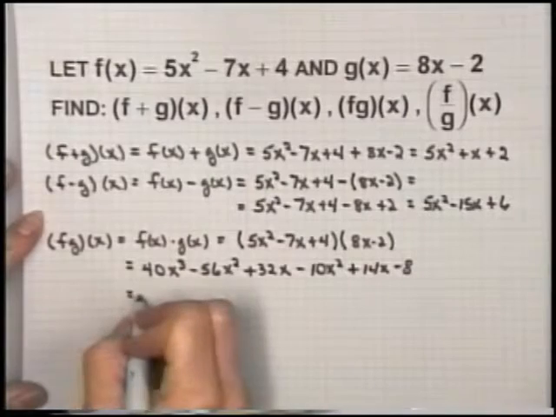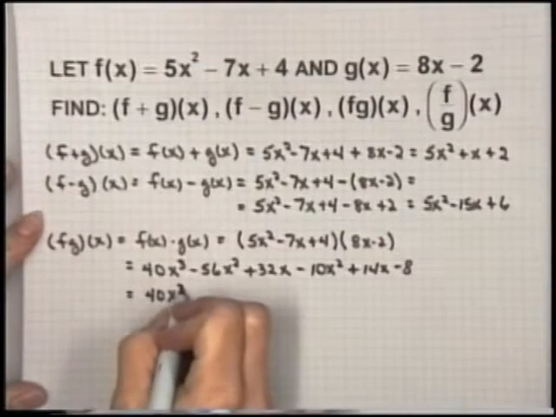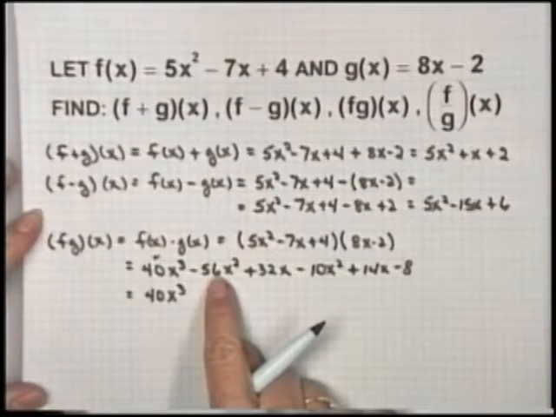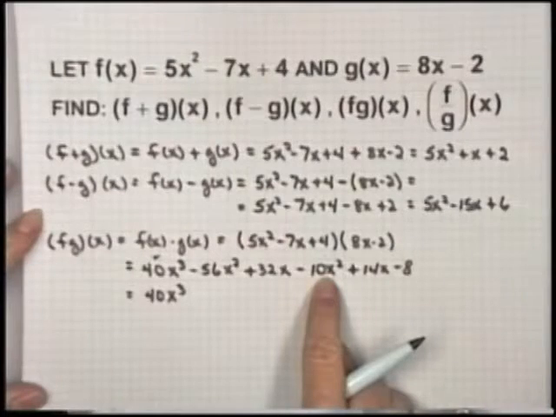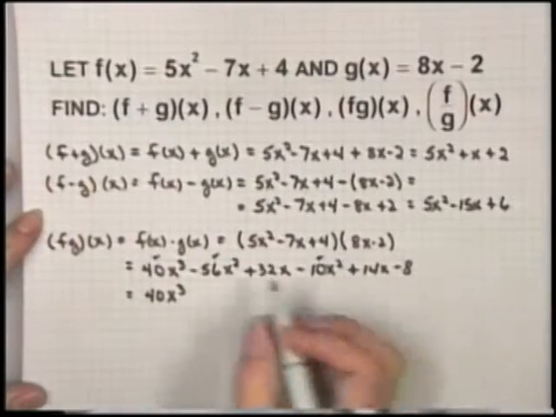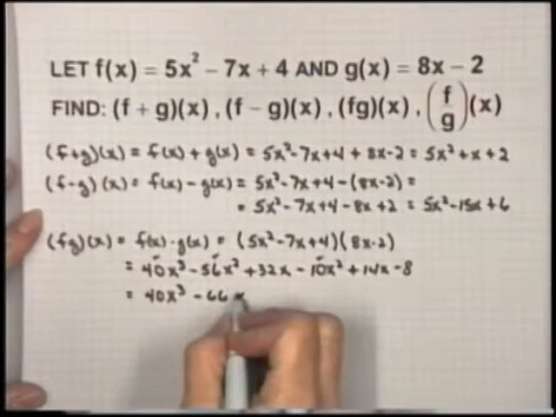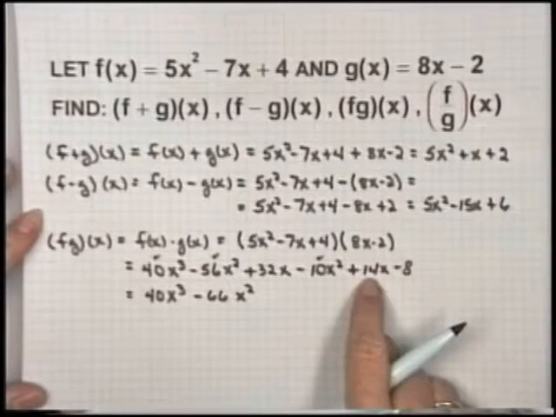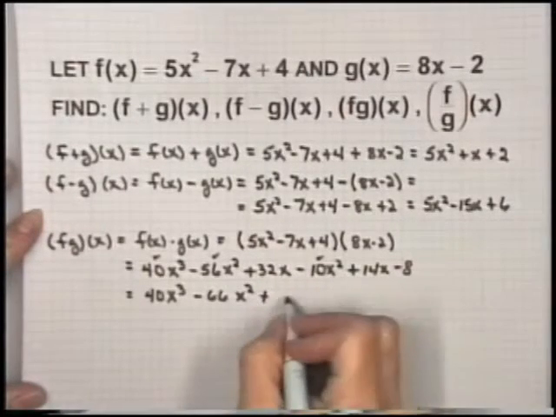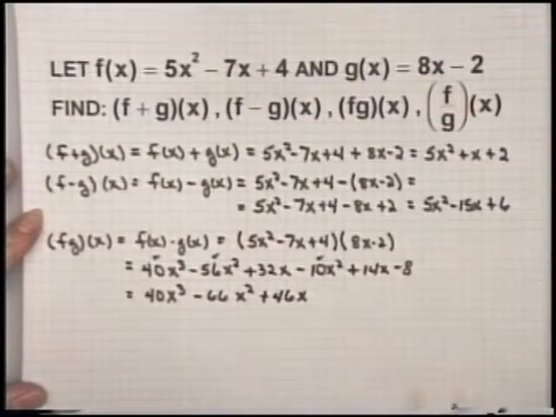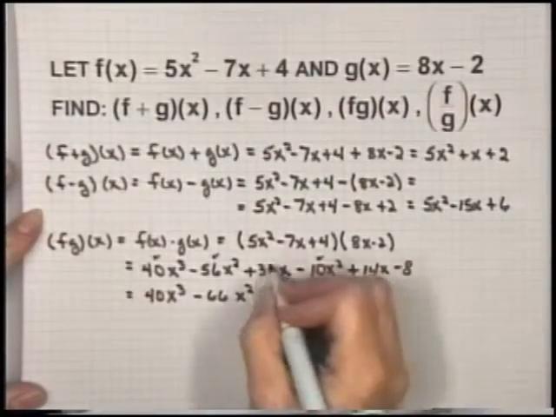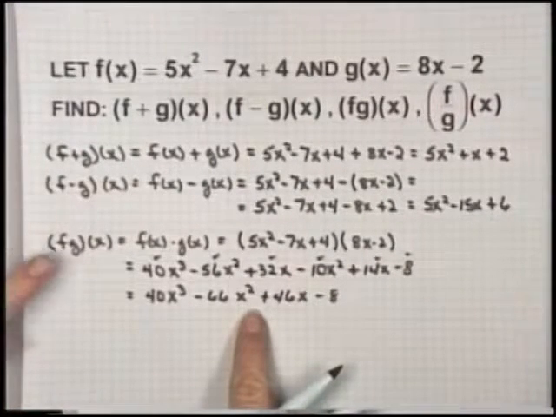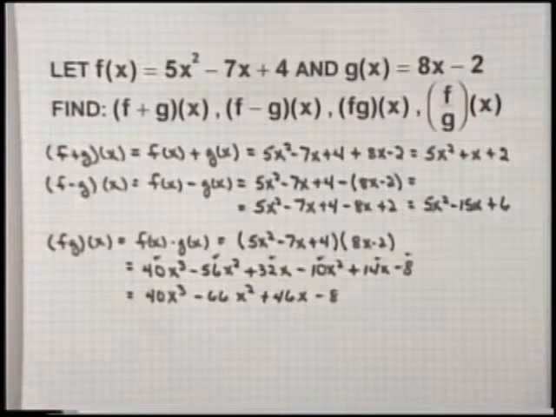Again, we're going to add like terms. I do not have any other x cubes, so let's bring that down. Sometimes I like to check those off to be sure I've taken care of everything. I have a negative 56x squared and a negative 10x squared. I'm going to add those two together. That gives me a negative 66x squared. And then I have a positive 32x and a positive 14x. We'll add both of those. And I have a 46x. And then bring down that minus 8. I have taken care of every term up there. Again, we created a new function that is the product of the other two original functions, f and g.